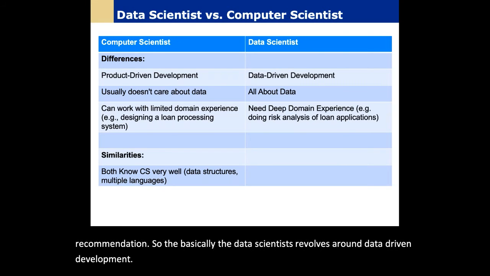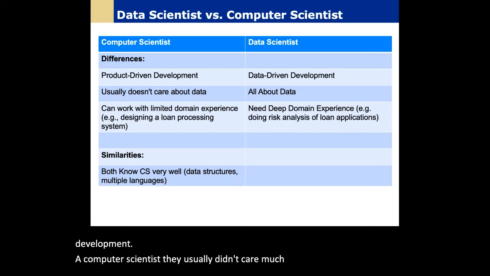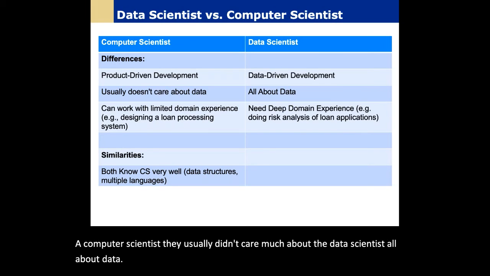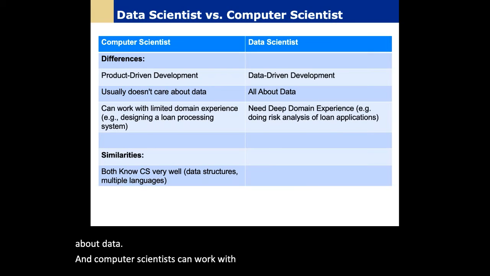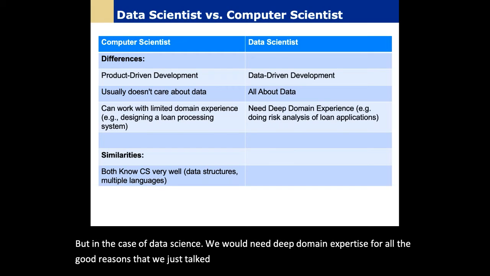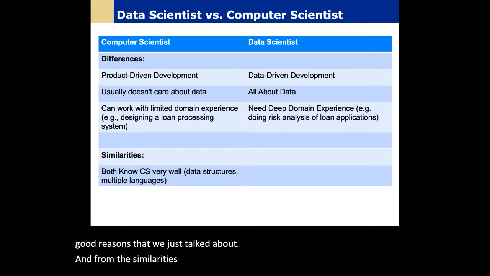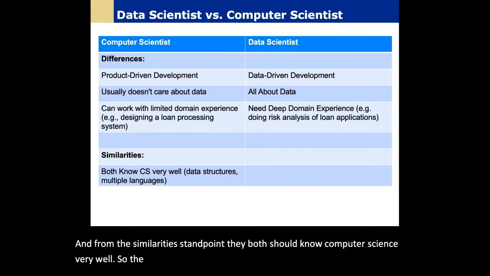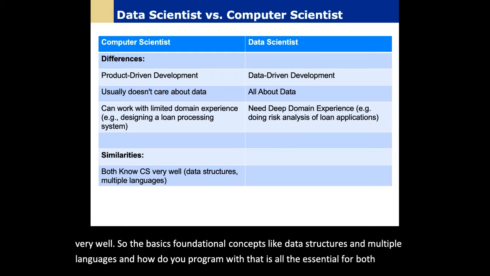Computer scientists usually didn't care much about the data. Data scientists are all about data. And computer scientists can work with limited domain experience, but in the case of data science, we would need deep domain expertise for all the good reasons that we just talked about. And from the similarity standpoint, they both should know computer science very well. The basic foundational concepts like data structures, multiple languages, and how you program with them are all essential for both roles.